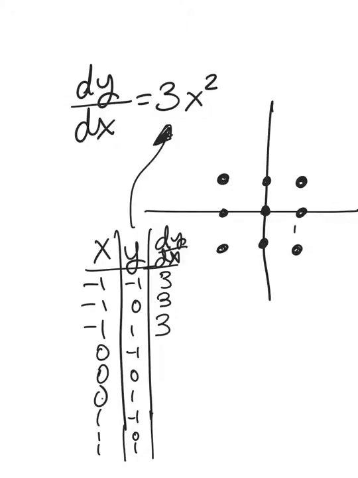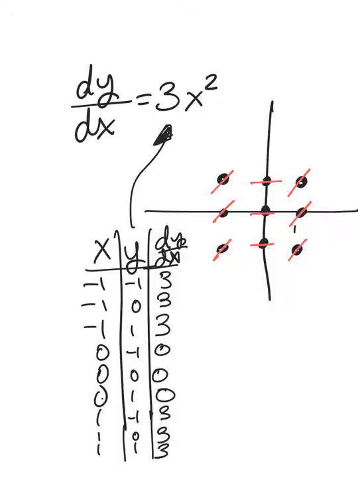At 0, that's 0 squared is 0. 0 times 3 is 0. And then at 1, you still get 3. So that means here, these are positive slopes. 0 slopes mean they're horizontal. And then at 1, again, there are positive slopes.